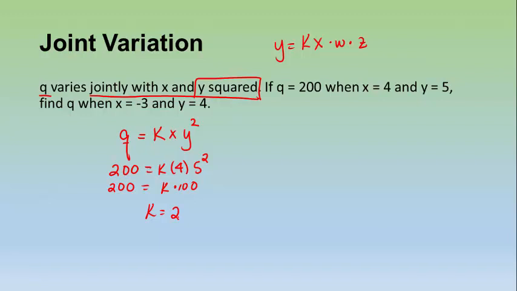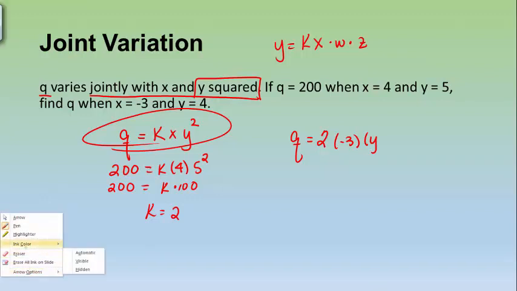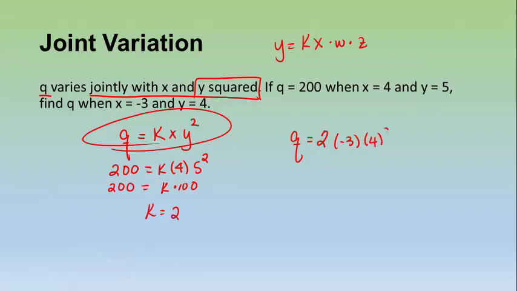Now we're going to use that to find q. So I've got 2 for the k. I'm still using this. x is negative 3, and y is 4. So I've got 4 squared. Once again, grab your calculator if you need to. This is q equals 2 times negative 3 times 16. Type that in and see what you get for q. So I've got 6.